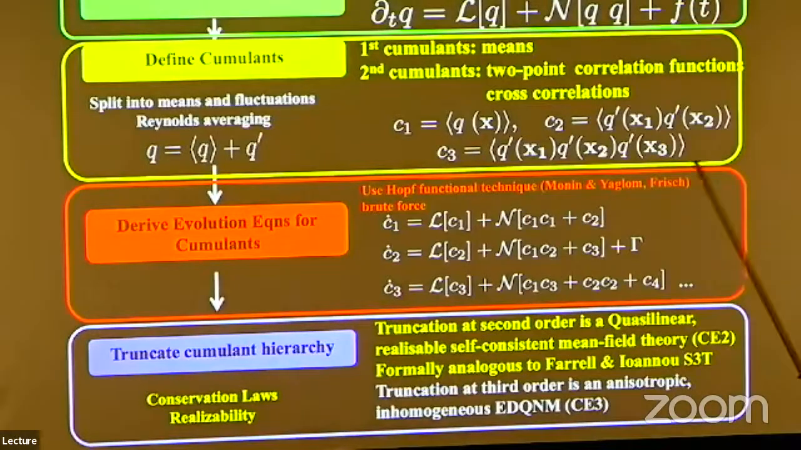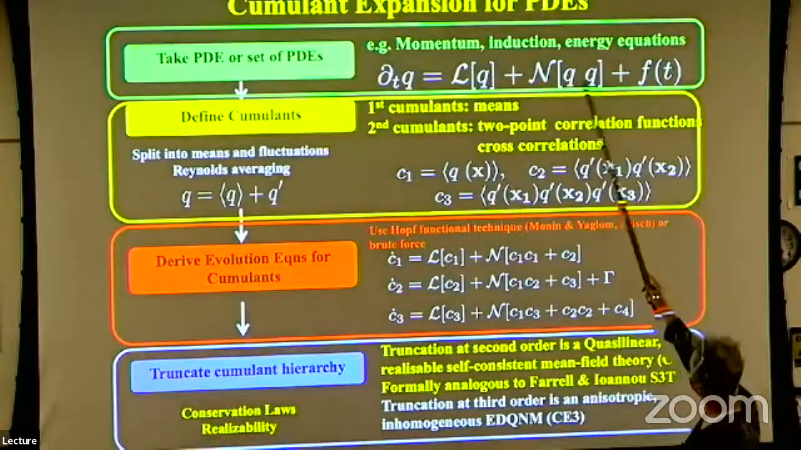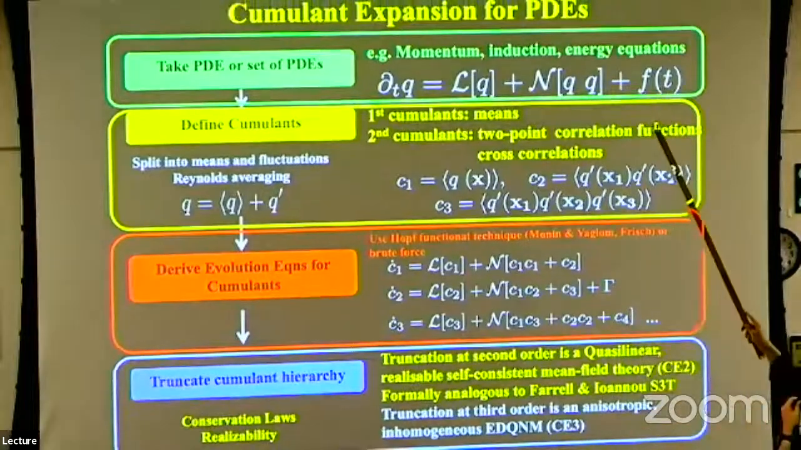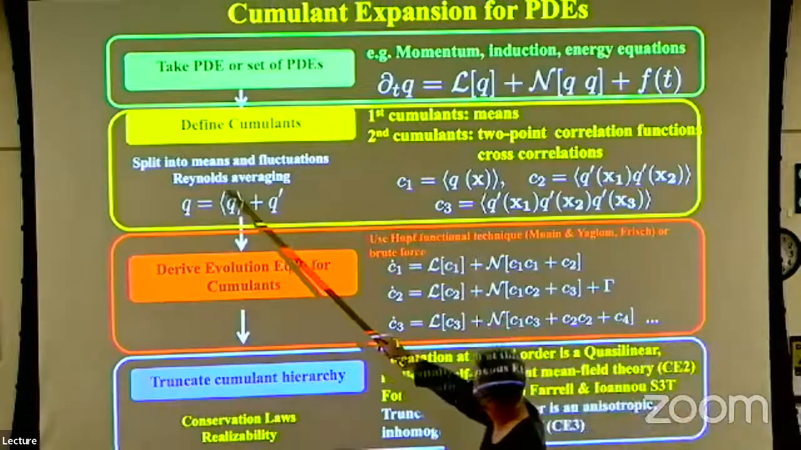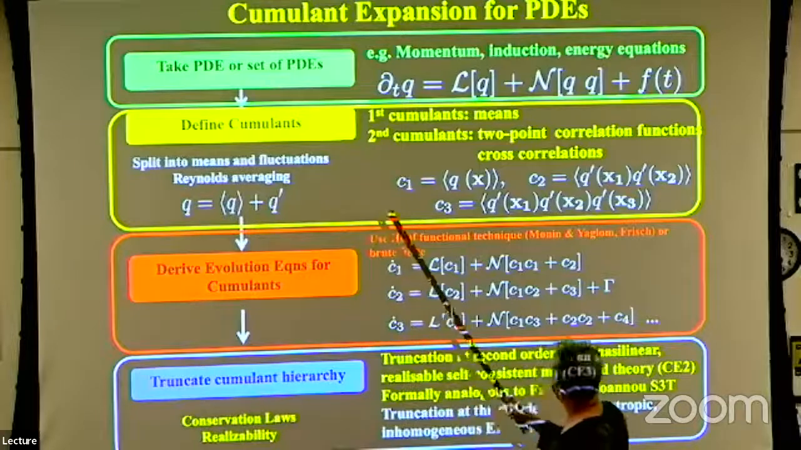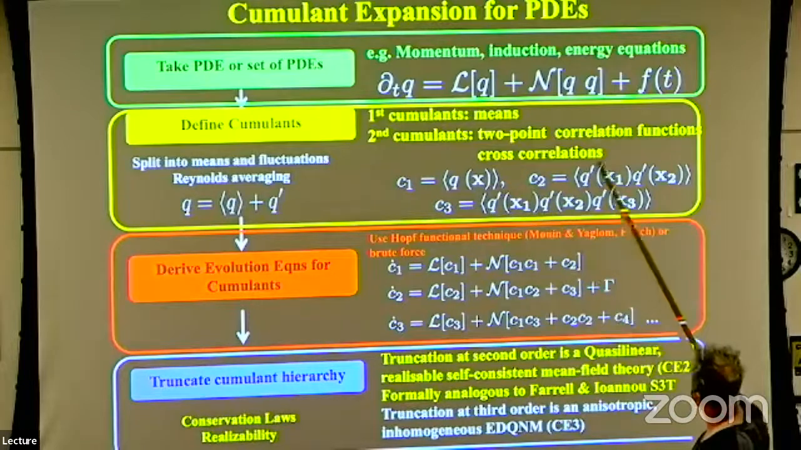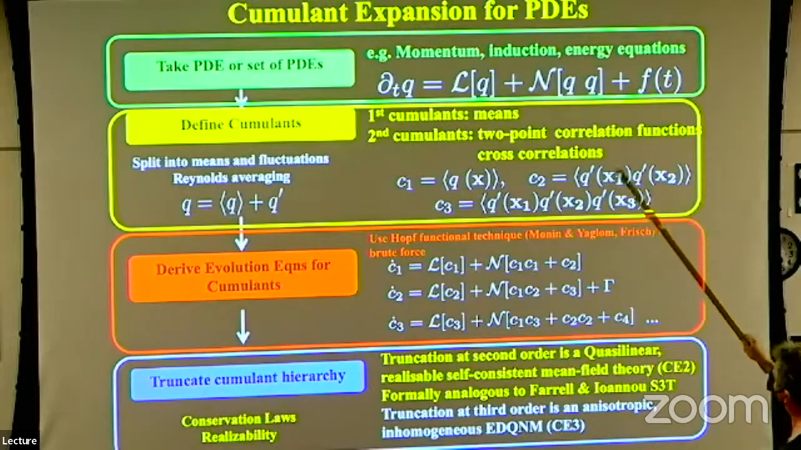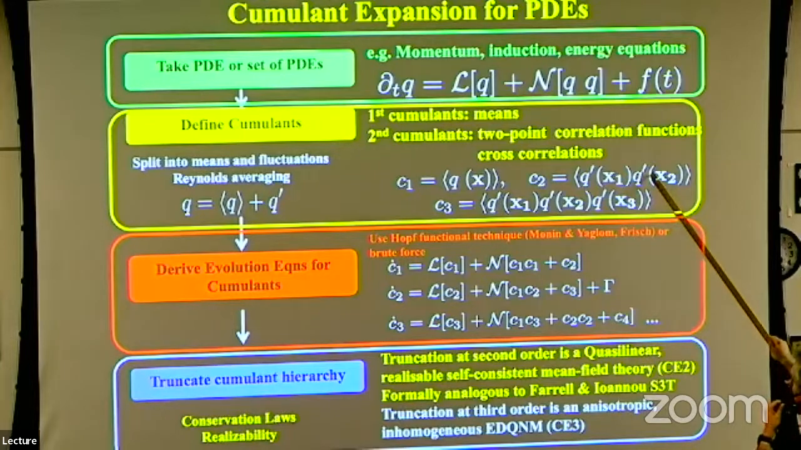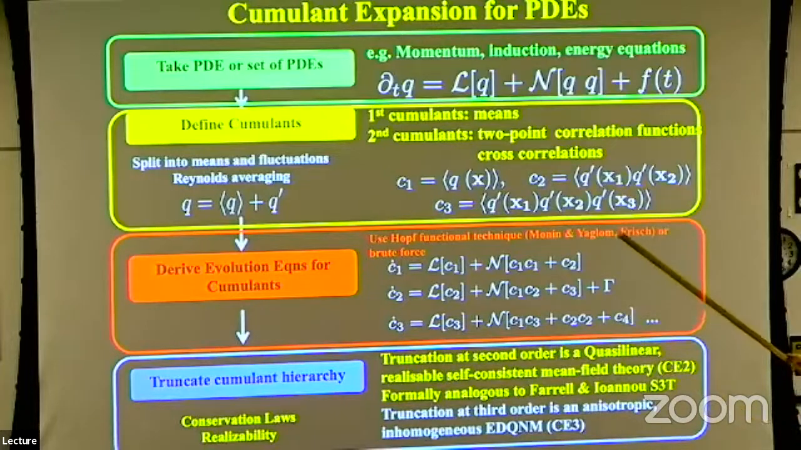So remember, I had my set of PDEs. It could have all of these things; I've written it out here. I define my cumulants, so I do my Reynolds decomposition. Sorry, I've used angled brackets here as opposed to bars, but that doesn't really matter. So C1 is the first cumulant, it's the mean. The second cumulant now is a covariance, so it's a 2-point correlation function. The third cumulant is a 3-point correlation function. And then I either use some kind of Hopf functional technique, which again, I'm not going to go into, but it is in the notes, or brute force.